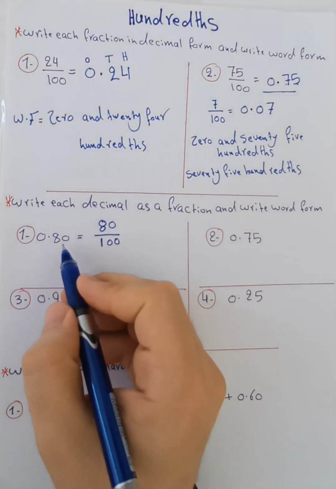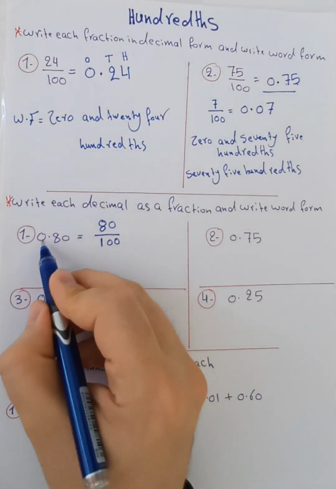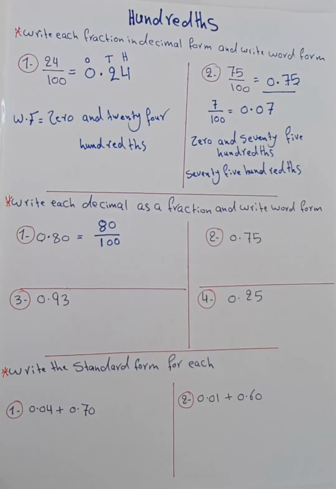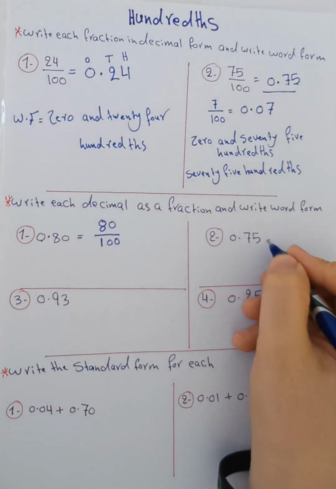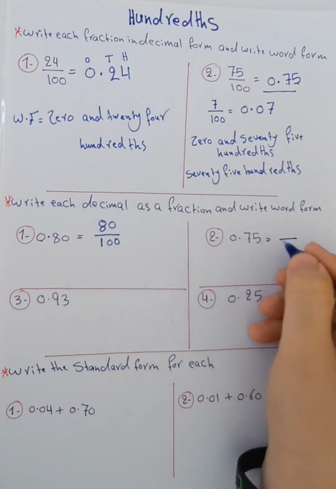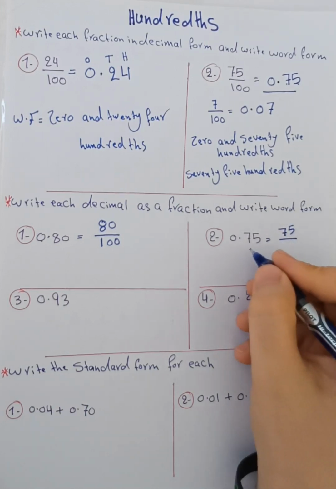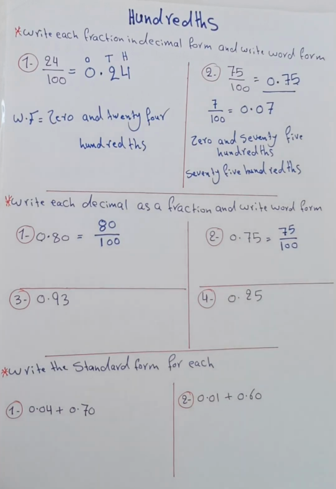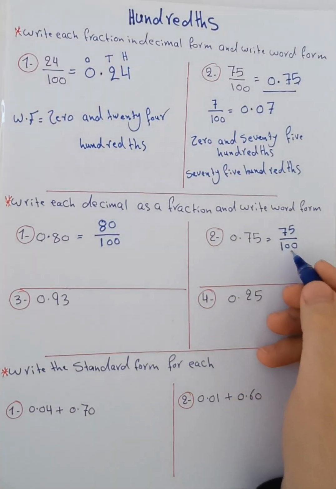And then the word form for 0.80, you can say 0 and 80 hundredths, or we can say 80 hundredths. Example number 2, we have 0.75. Whole number is 0, so we have to write 75. After this point, you have two numbers. We have to write two zeros with 1. So the fraction form is 75 out of 100.